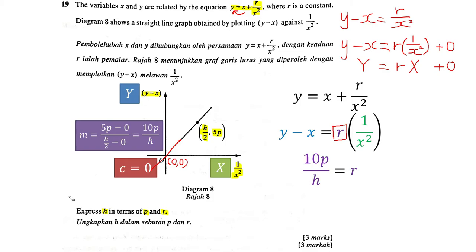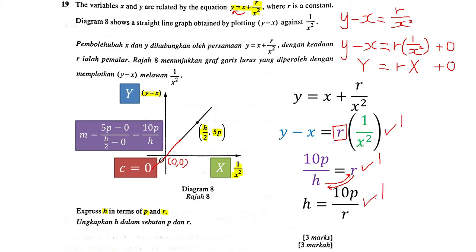The question wants h as the subject, right? We move the h to the other side and then move the r down using cross multiply. You will get the answer: h is equal to 10p over r. 1 mark is given once you get your linear form. 1 mark is given when you compare the gradient. 1 more mark when you make h the subject.